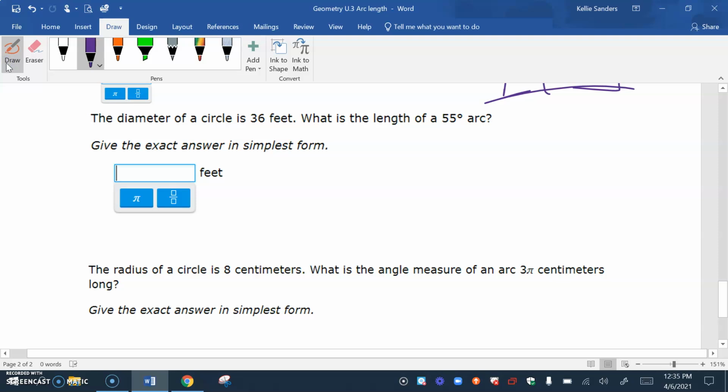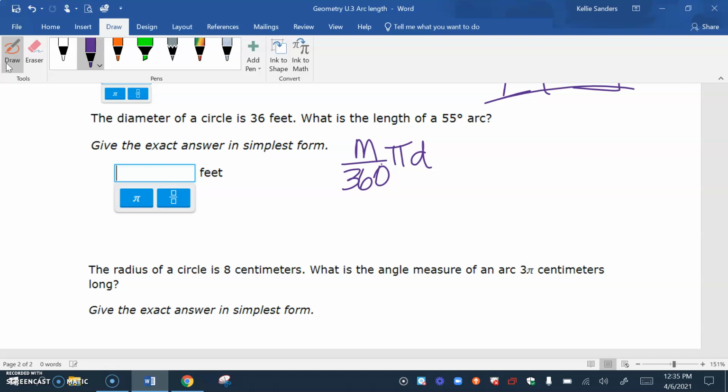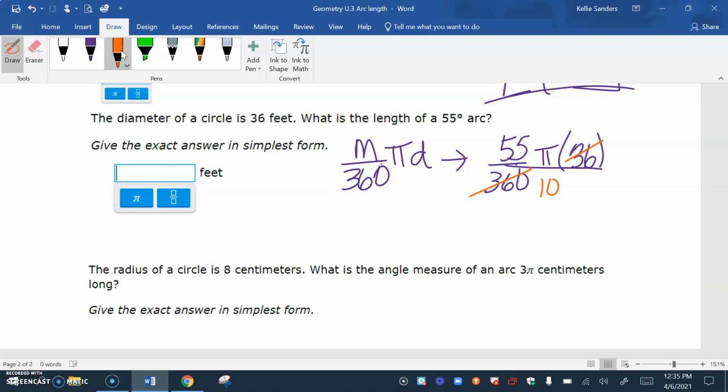Okay, the diameter of a circle is 36. What is the length of a 55-degree arc? So this is just a word problem. m over 360 pi times diameter. 55 over 360 pi 36. So all of that could be put over 360. And if I do that, then I can reduce the 36 and the 360 to 1 over 10. And 55 over 10 will reduce by 5, which would be 11 pi over 2.